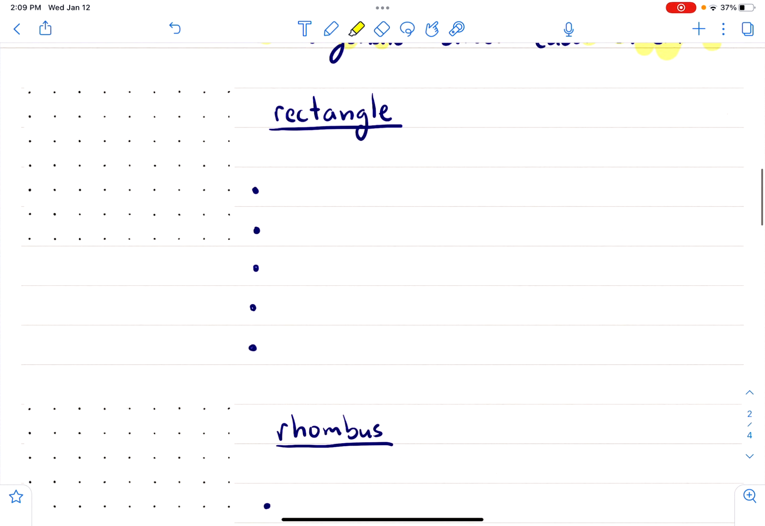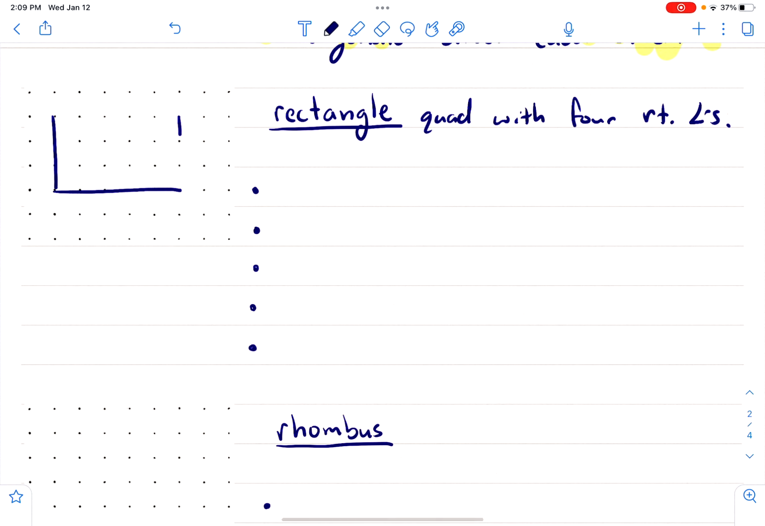Okay, so we think rectangle. Rectangle, I think, is one of the easiest definitions. It's just a quadrilateral with four right angles. Can't get much easier than that. Drawing it, really simple. Connect a bunch of dots vertically, connect a bunch of dots horizontally. Boom, there you go. There's your rectangle.